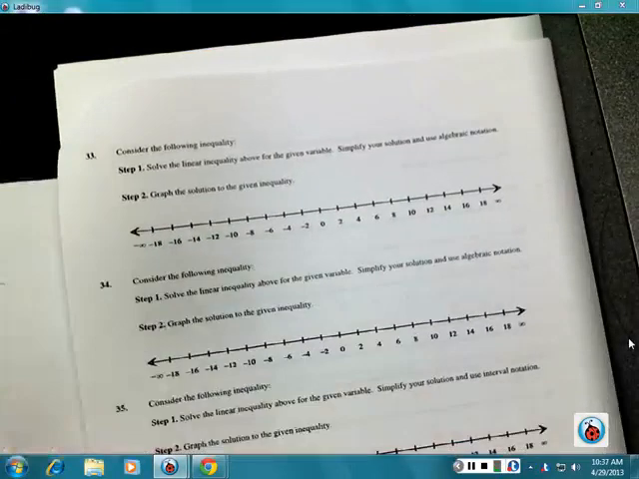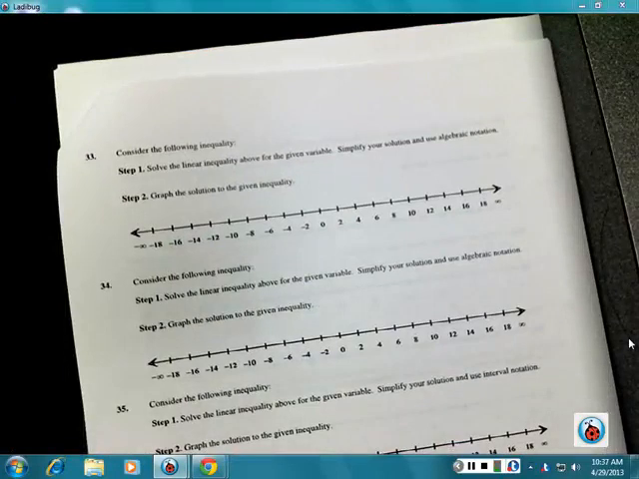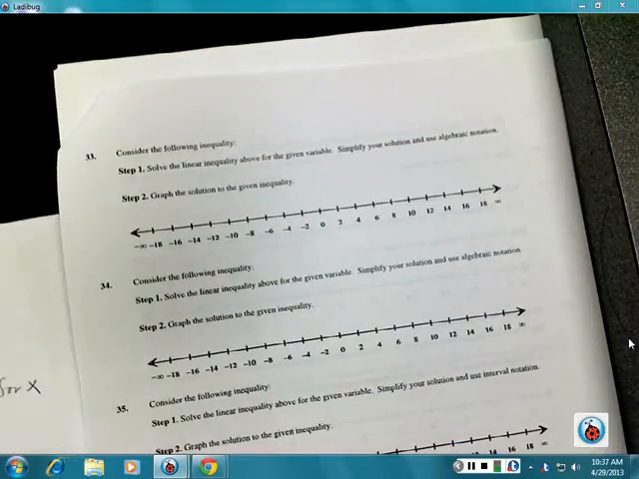Number 33. Good. We good with 33? Kind of like the last one. Yep. Okay there? Good. Yes or no? That one's all right. I don't think okay. That 34? No, 40, that gave me a problem. Okay.